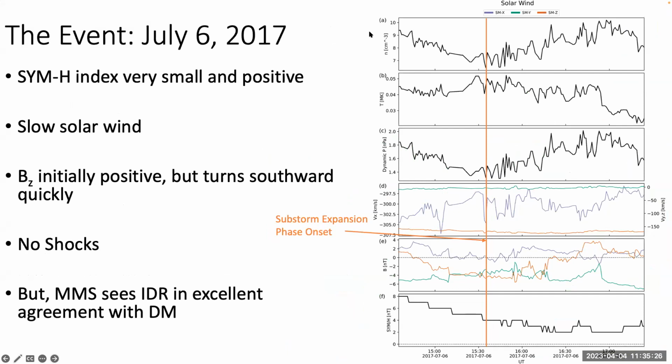I'm looking at one specific event. These are the solar wind parameters as well as SYM-H on the right, just to give you an idea. This is the time period that I'll be looking at, which is just a few hours, because I'm looking at this isolated substorm. And this is when the substorm officially onsets. I'll point out that SYM-H is very small, but it's also positive, so this is definitely not during a storm at all. The solar wind is slow. BZ is initially positive, but then turns southward.